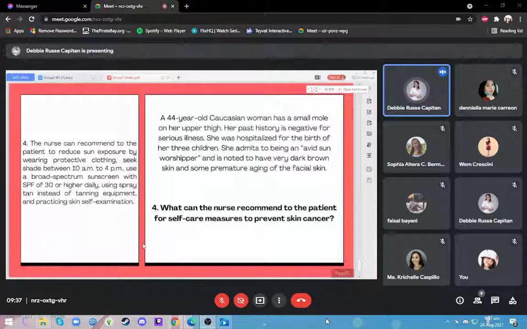For the last question, what can the nurse recommend to the patient for self care measures to prevent skin cancer? So the nurse can recommend to the patient to reduce sun exposure by wearing protective clothing, seek shade between 10 a.m. to 4 p.m., use a broad spectrum sunscreen with SPF of 30 or higher daily, use spray tan instead of tanning equipment, and practice skin self-examination.